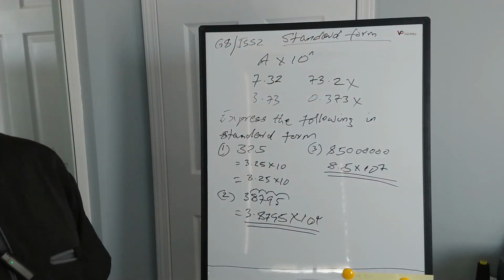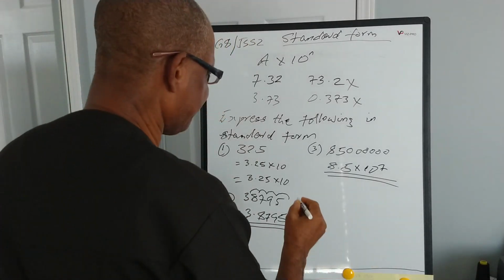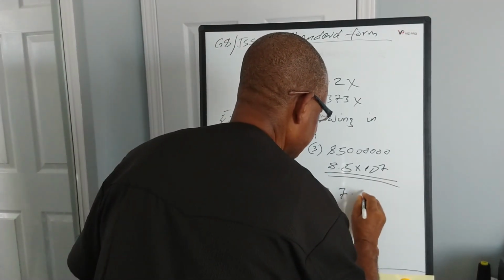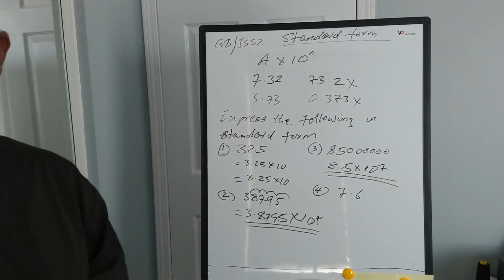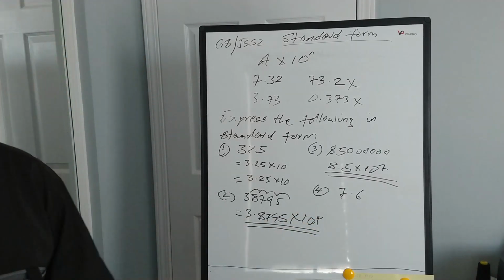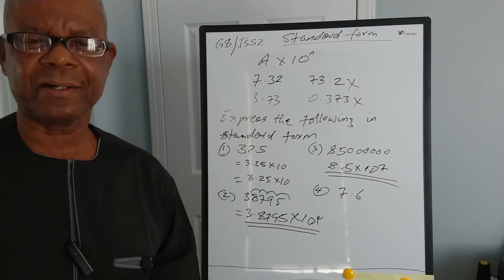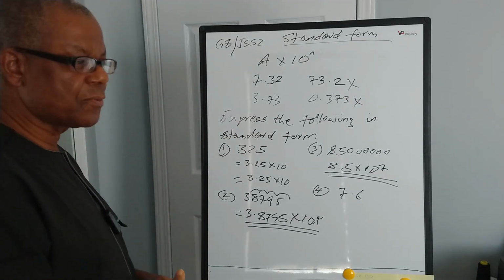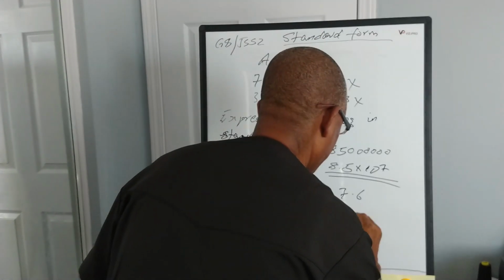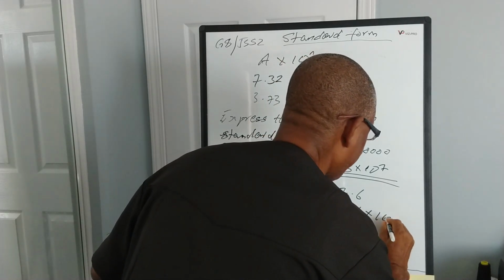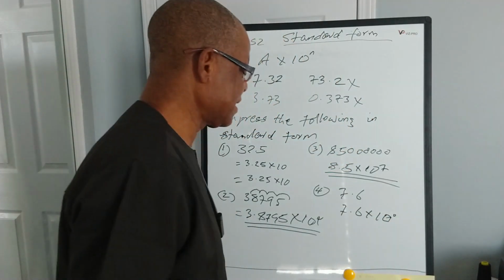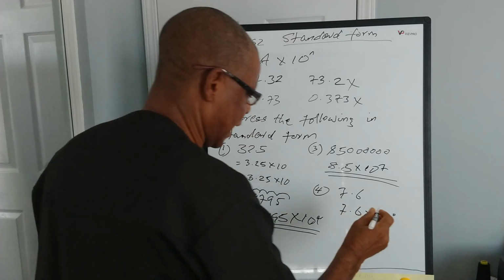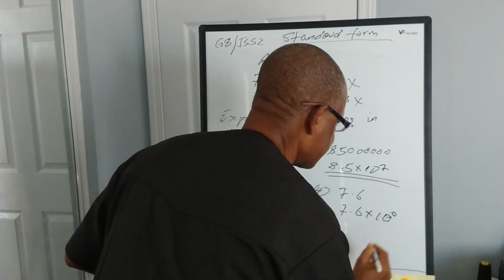I hope you are following. We can be given this to express in standard form: 7.6. This is just to find out if you know what standard form is talking about. If you look at this, it's already in standard form, 1 digit before the decimal point. So you tell whomsoever that this is 7.6 times 10 raised to power 0. Why? Because the decimal point did not move anywhere. The movement of the decimal point is 0. So this is the standard form for 7.6.